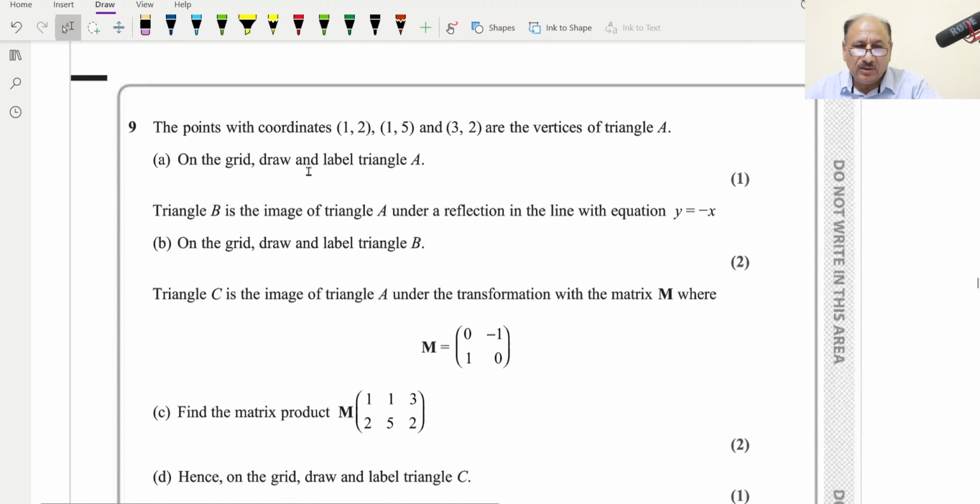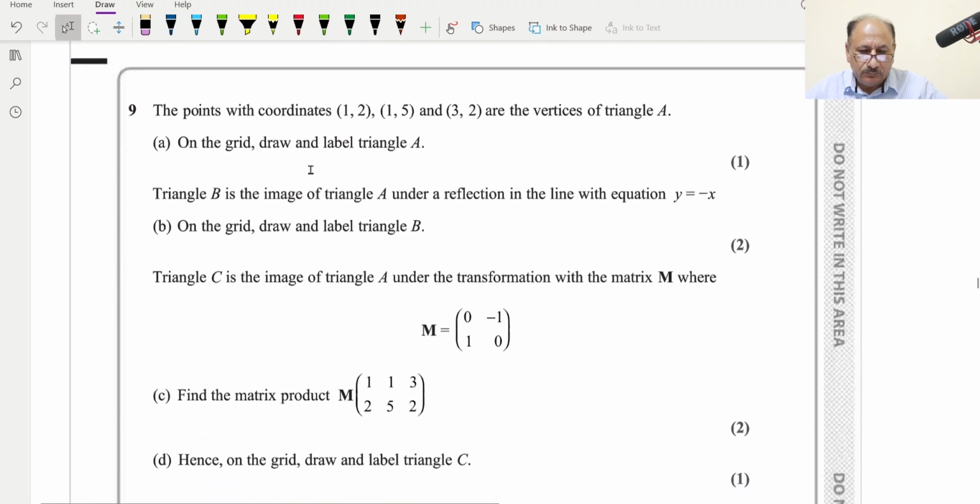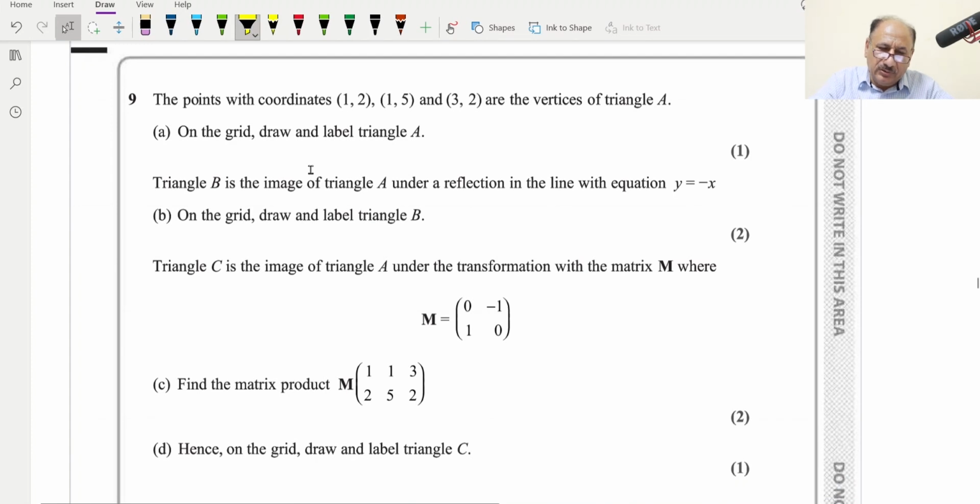Now question number 9. Question number 9 is a transformation question. The points with the coordinates, this one, this one, and this one, are the vertices of the triangle A. On the grid, draw and label the triangle A. So we have to draw and label the triangle A on the next page.